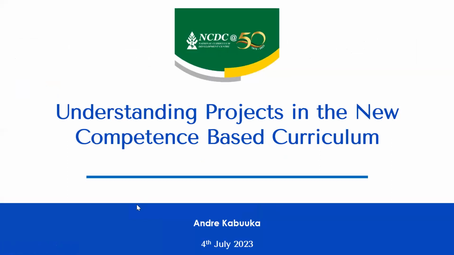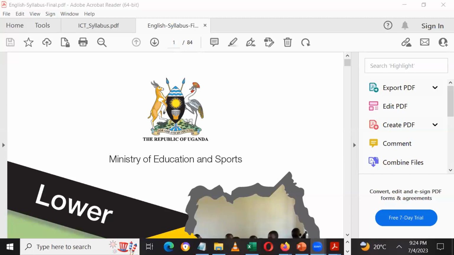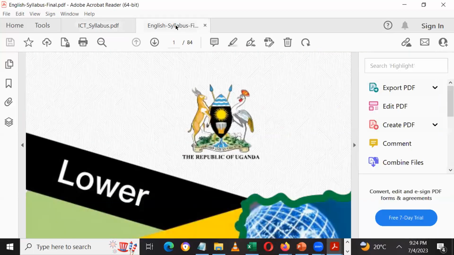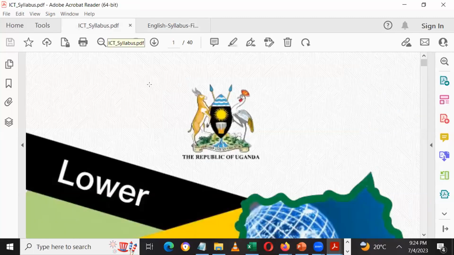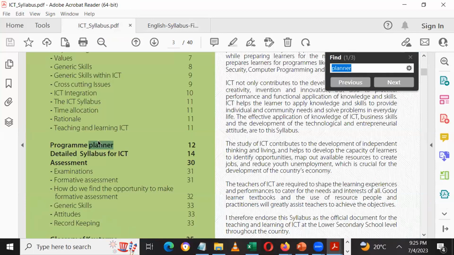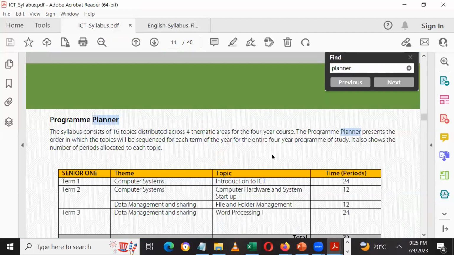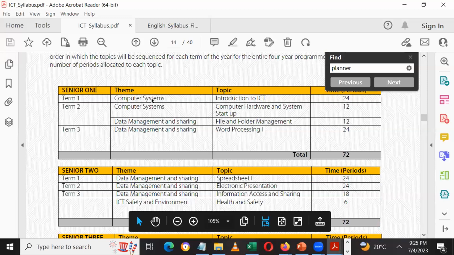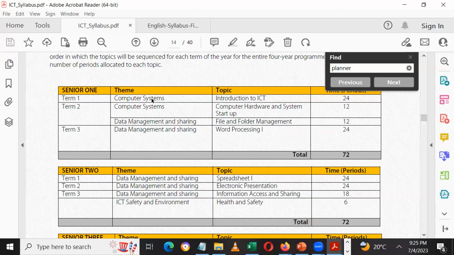Mr. Dumba, you'll allow me to connect this. I have just a few minutes. When I'm encouraging people to look for project ideas, I tell them to go to the syllabus. This is the ICT syllabus. I've opened the ICT syllabus and also the English syllabus because someone talked about English. In the syllabus, you go to where there is the planner, the program planner, which shows you the topics in your syllabus and the theme. As you remember, when Madame Hilda was explaining the marking scheme, there is something relating to the theme.